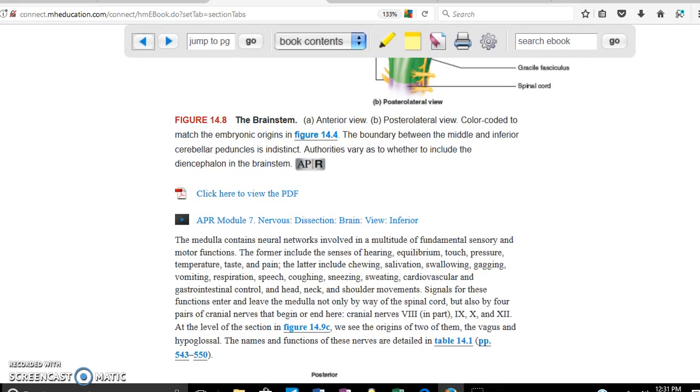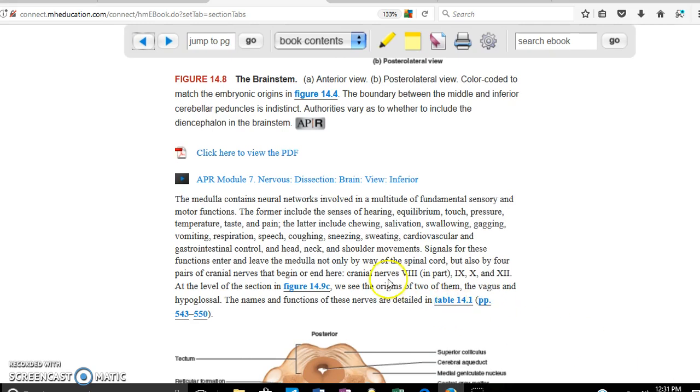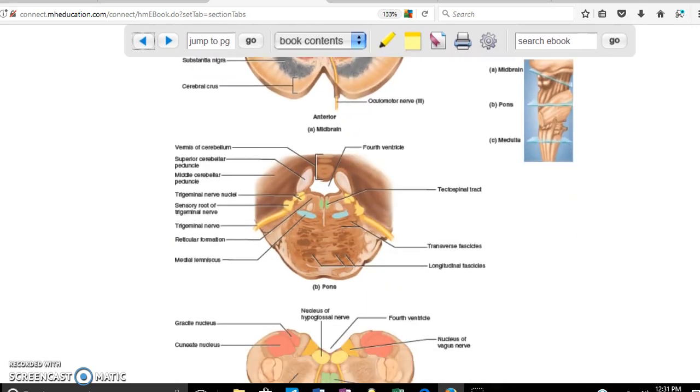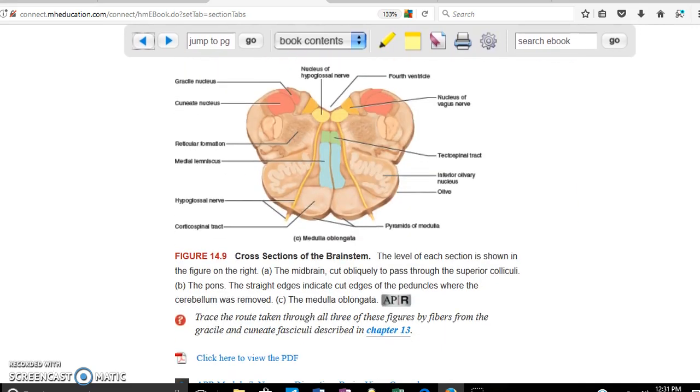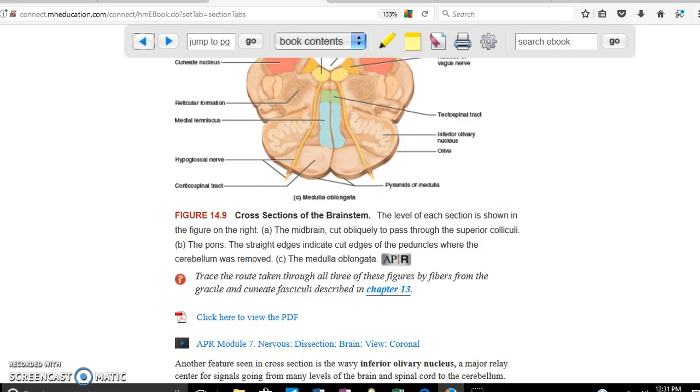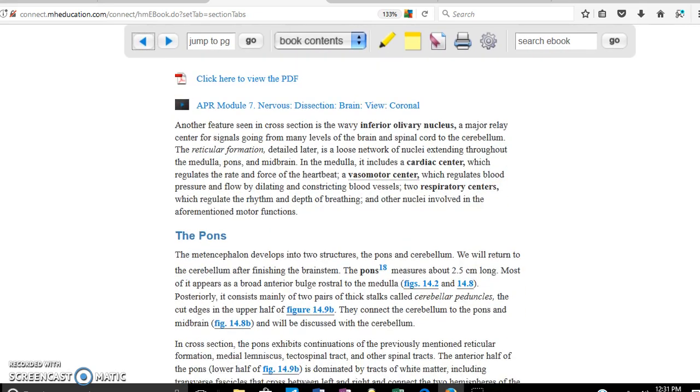The first part was the medulla oblongata, and you can see here that the nerves involved are 8, 9, 10, and 12. So let's take a look at the next one. You can skip these figures. Those are specific parts of the medulla oblongata. I'm not going to ask you that. I don't think you need to know that.